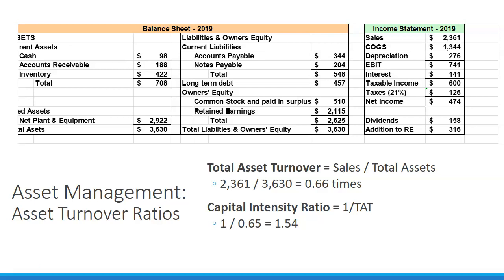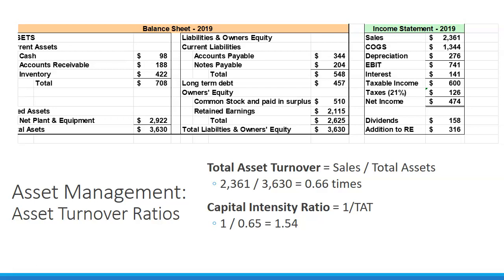We then have our capital intensity ratio. The capital intensity ratio is 1 divided by our total asset turnover. It could be an indicator of how much we are dependent on older assets, and what future outlay of capital we might need in order to continue to make our payments.